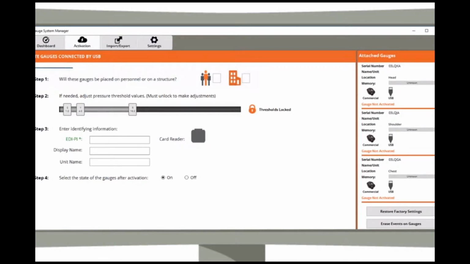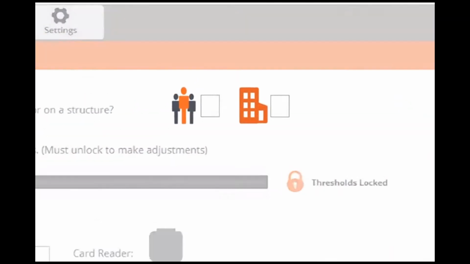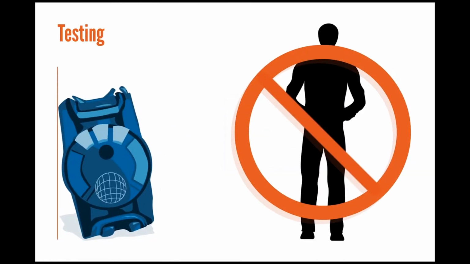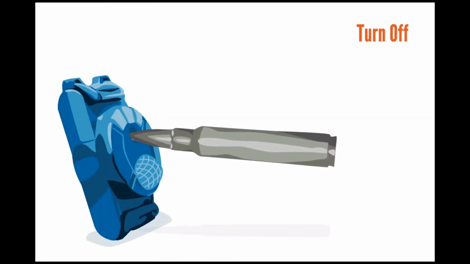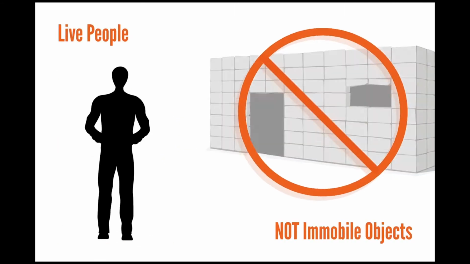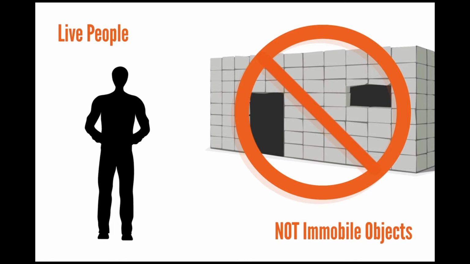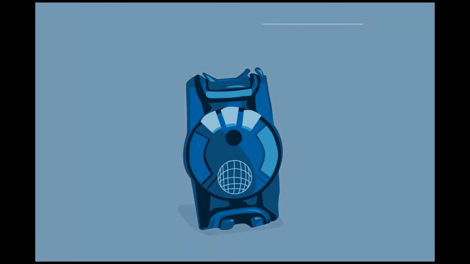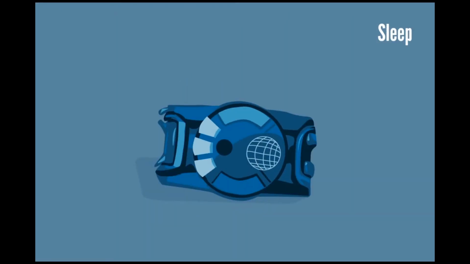Step 1. Decide if you will be putting the gauges on a person or a structure. You will put the gauges in structure mode if you are testing them without a live person. If gauges are in structure mode, you will need to hold the recessed button to turn them off when you are not recording blasts so that the battery does not die. You will put the gauges in personnel mode only if you are deploying the gauges on a live person. Do not use personnel mode if you are using the gauges on an immobile object or structure. In personnel mode, if a gauge is completely inactive, it will go to sleep in order to save battery. However, the slightest motion of a gauge will keep it awake so that it continues to record blasts.